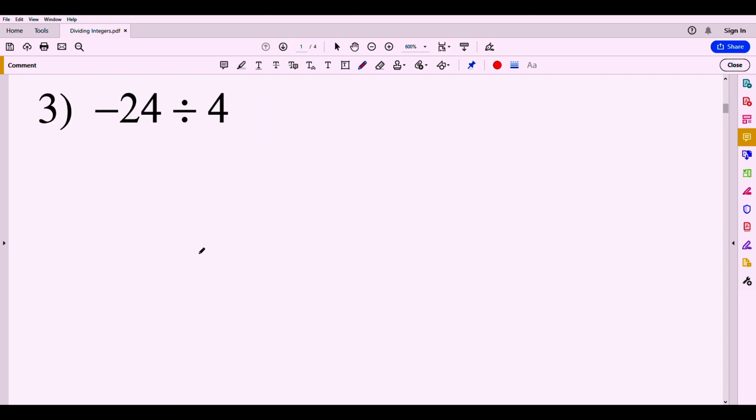And number 3, right away, we know that our answer should be, well, is it positive or negative? Negative, because a negative divided by a positive is a negative. And we have 24 divided by 4, so 4 goes into 24 6 times, so negative 6 is our solution in number 3.